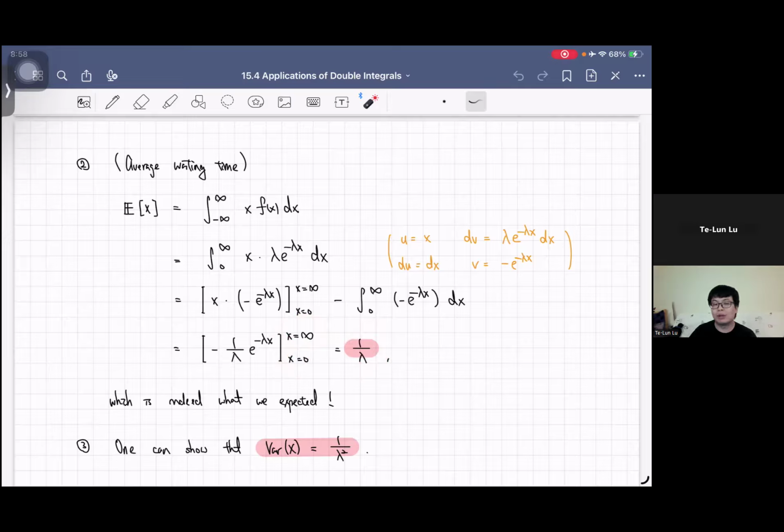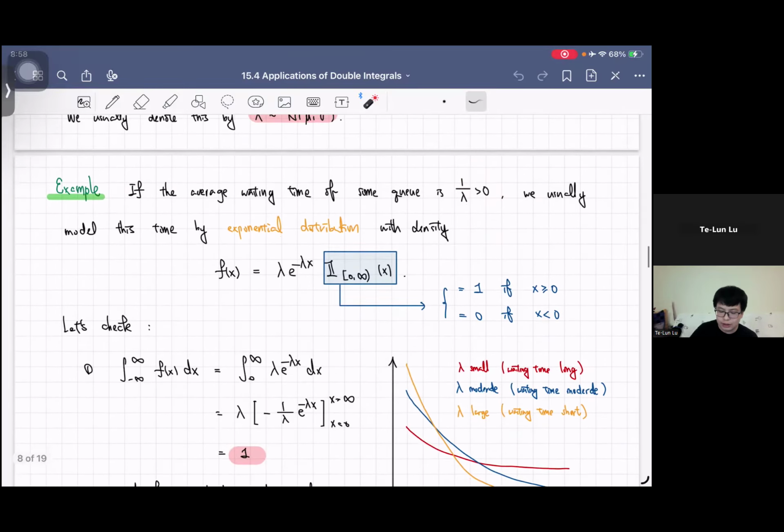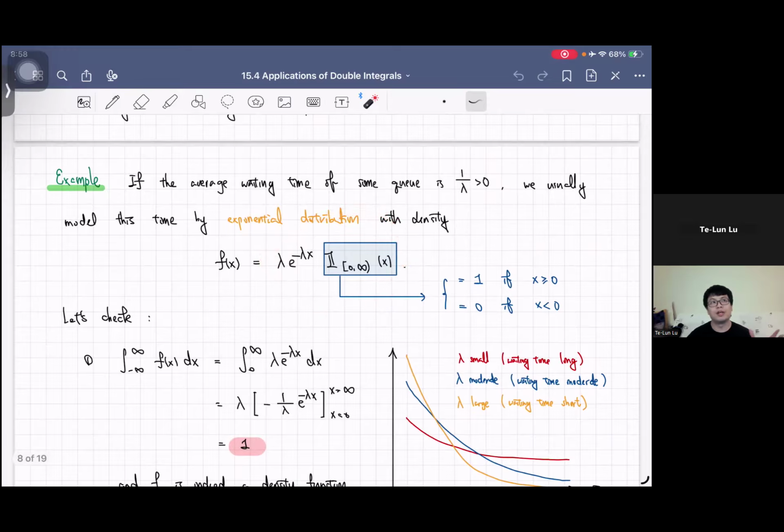So you see that this is indeed what we expected, right? When you have an average mean of 1 over lambda for the time, then you should use this model. So for example, if you have a waiting line that has an average waiting time of, say, 2 minutes, then you should apply this f of x with the parameter one half. That will reflect your waiting distribution.